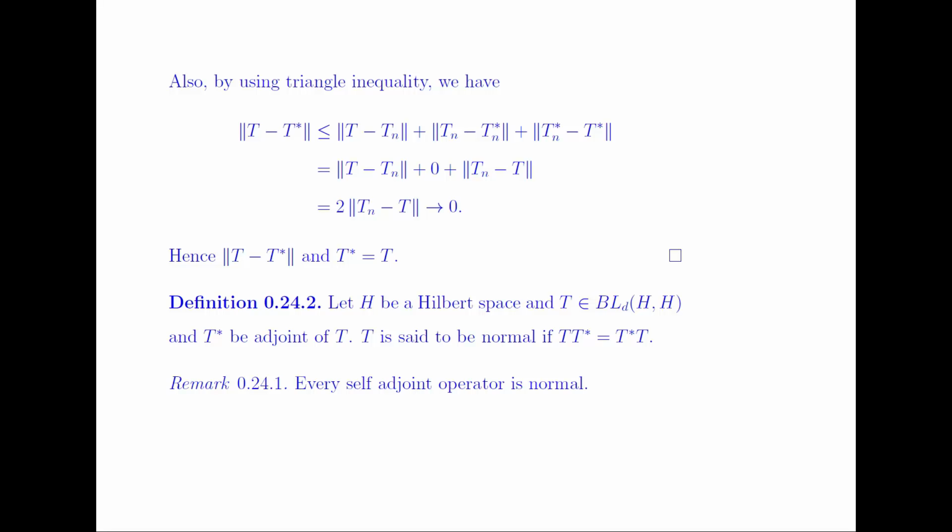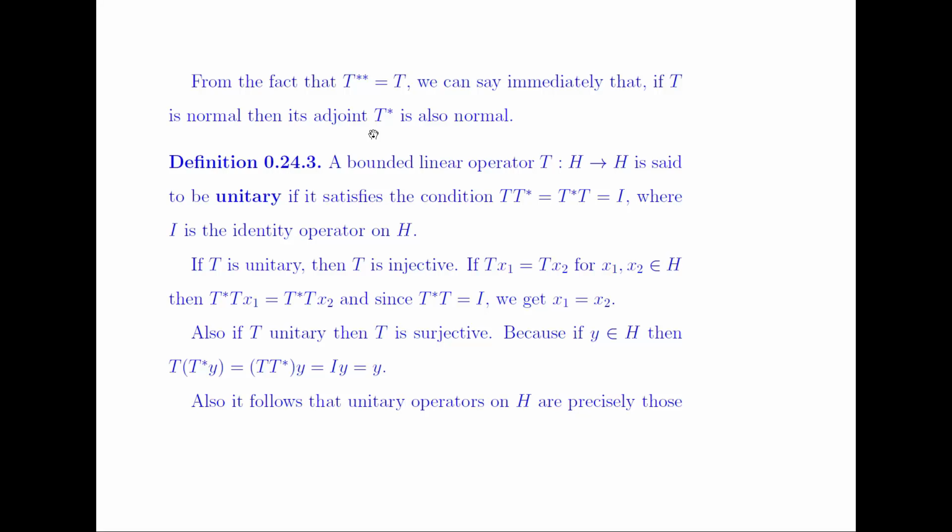So now let us discuss the definition of a normal operator. Let H be a Hilbert space and T belong to the collection of bounded linear operators from H onto itself, and T star be the adjoint of T. Then T is said to be normal if T into T star is equal to T star into T. From this definition it is very clear that every self-adjoint operator is normal. From the fact that T star star is equal to T, we can say that if T is normal, then its adjoint is also normal. That is, T star is also normal.